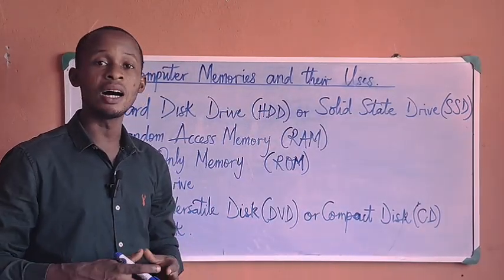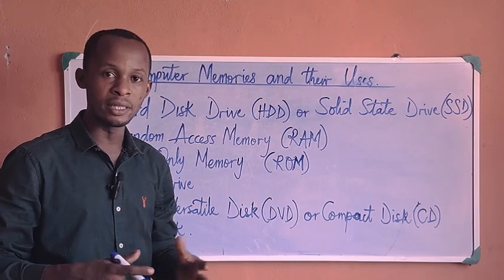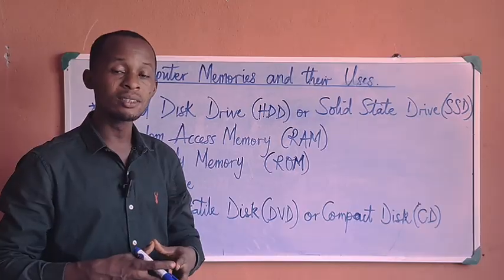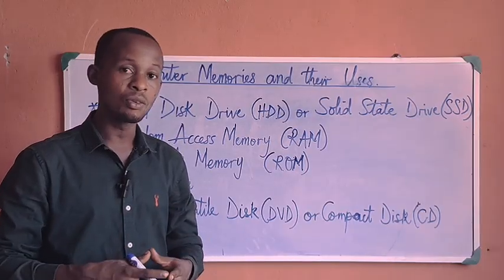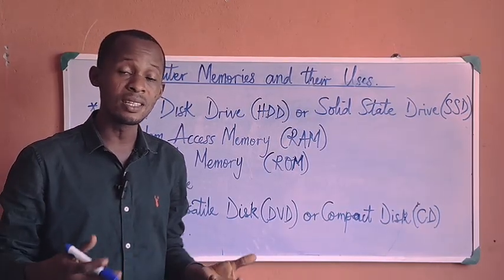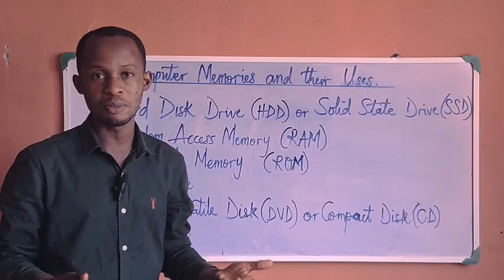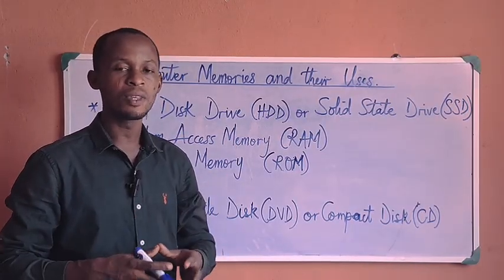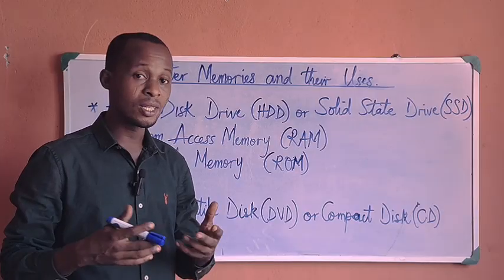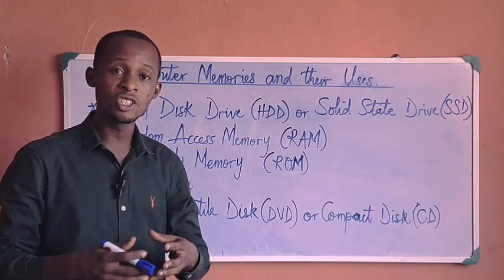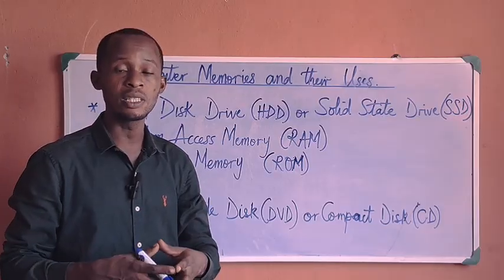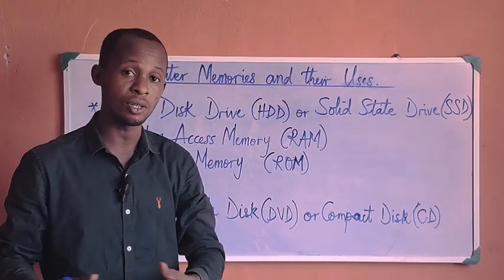Computer memories are vital components or parts of the computer system. Without them, we cannot store data. And without them, of course, processing may not also be possible. And you know, processing is the key function of the computer system. Computer processes data, changing it or converting it to meaningful form, which is called output, the information.